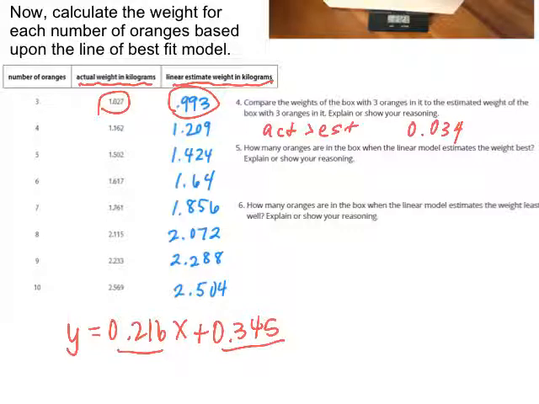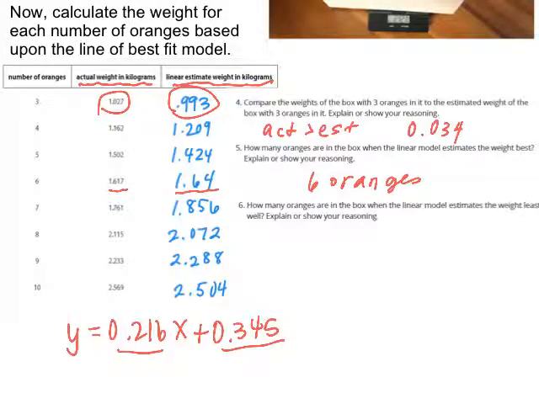All right, the next question. How many oranges are in the box when the linear model estimates the weight best? So for which number of oranges is the estimate column the closest to the actual? I'm just going to look through here. Ooh, look at this one for 6. 1.617 and 1.64. So that one is 0.023 off, really close. So 6 oranges.